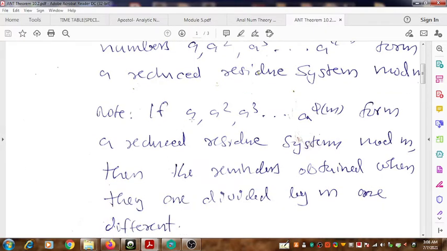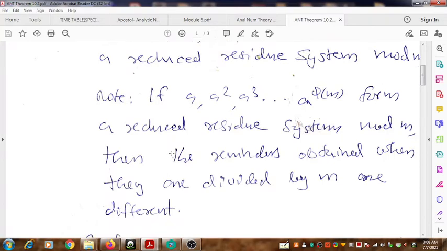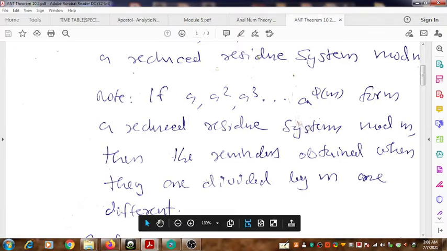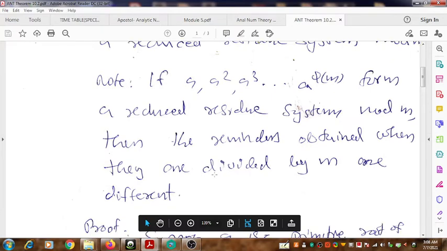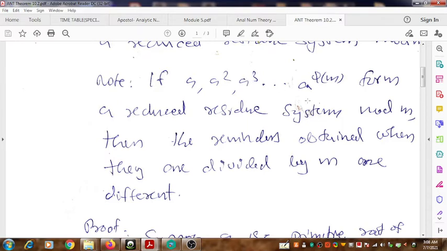We can note that the numbers a, a squared, a cubed, etc., a raised to phi(m), form a reduced residue system mod m. If these numbers form a reduced residue system mod m, then the remainders obtained when these numbers are divided by m are all different.